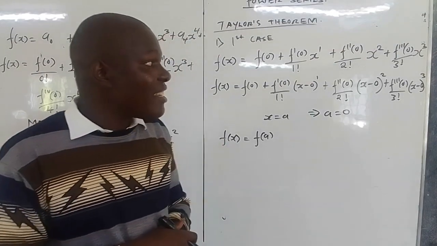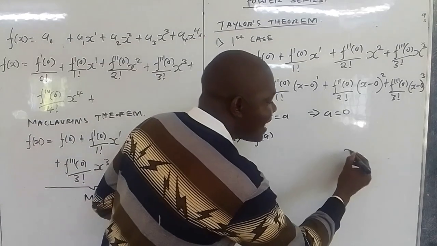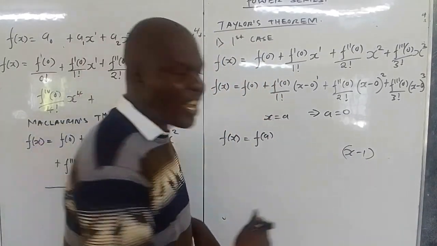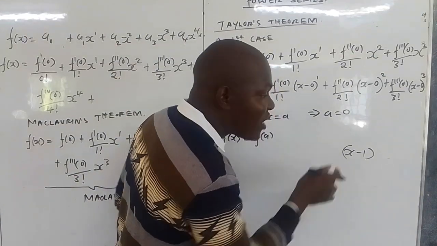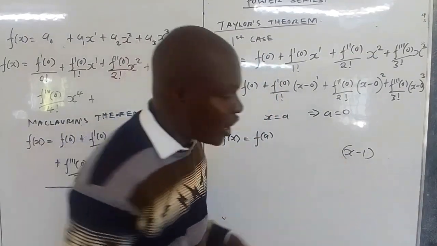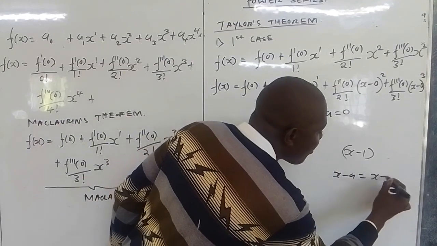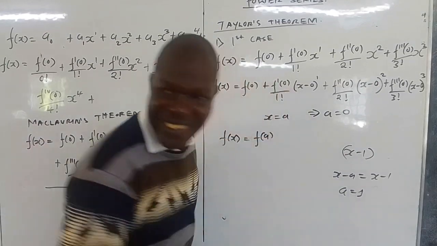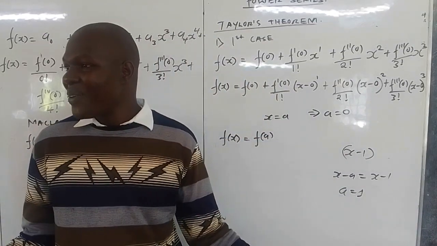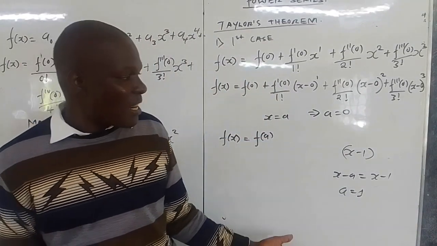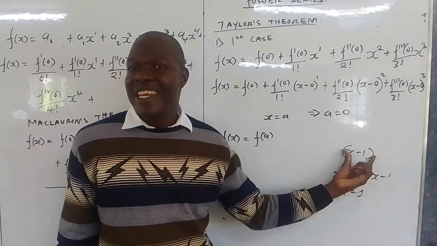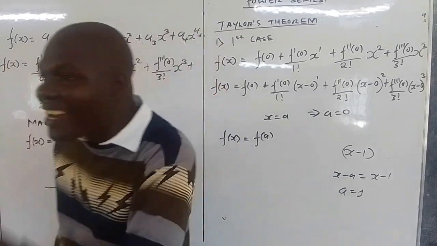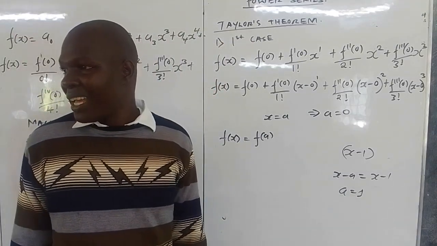Because somebody will come and tell you to expand this function in ascending powers of x minus 1. When they say in ascending powers of x minus 1, and you know x equal to a is where you are getting this factor x minus a, so if you compare x minus a with x minus 1, then from here you simply see that a is equal to 1. Meaning for you to make an expansion at a point in ascending powers of x minus 1, it is another way of them telling you to expand it when a is equal to 1. Is that okay?